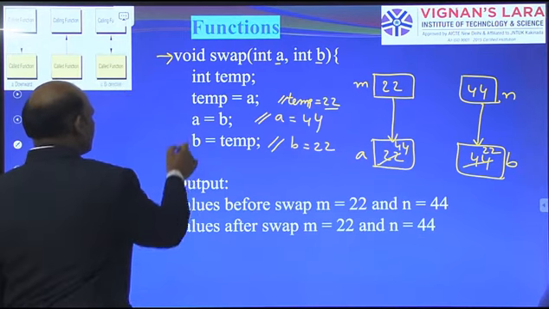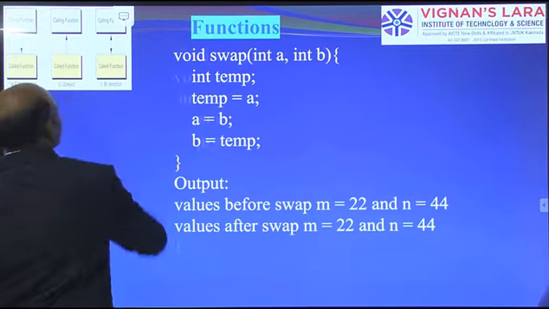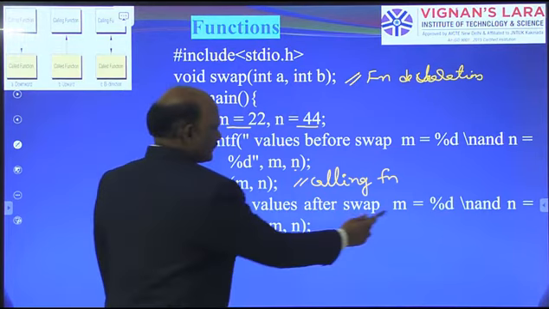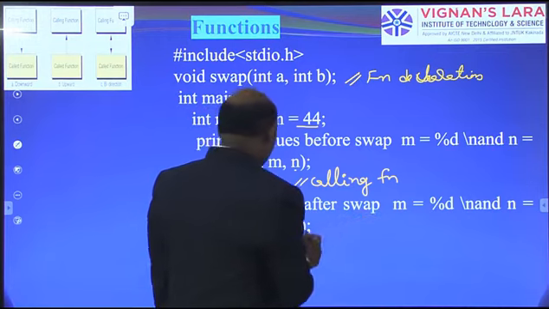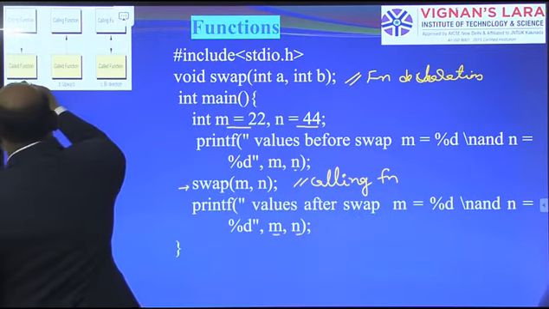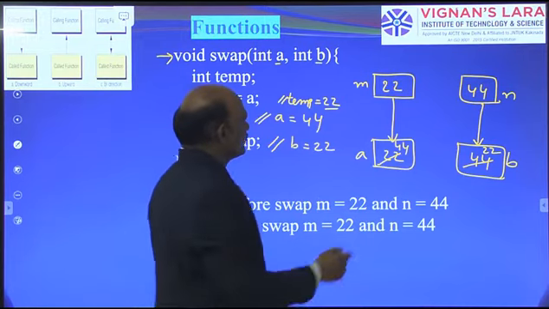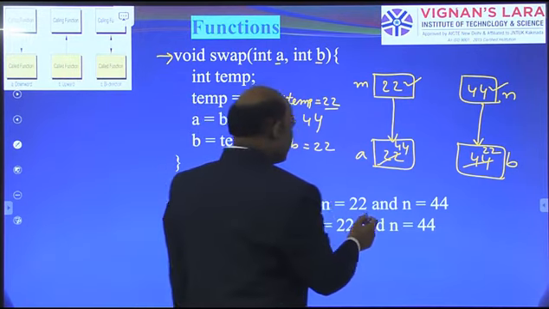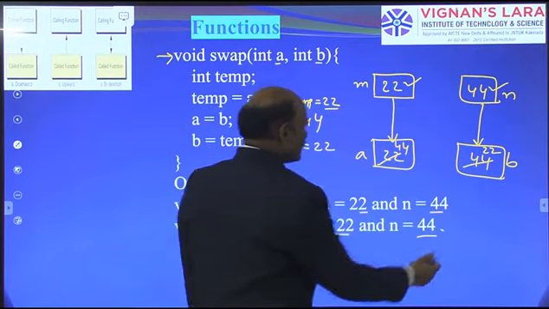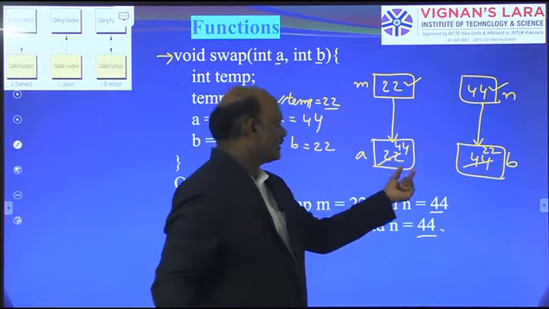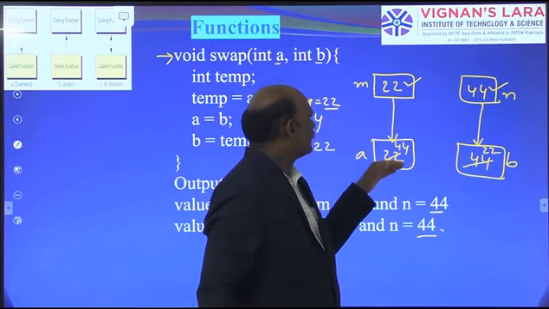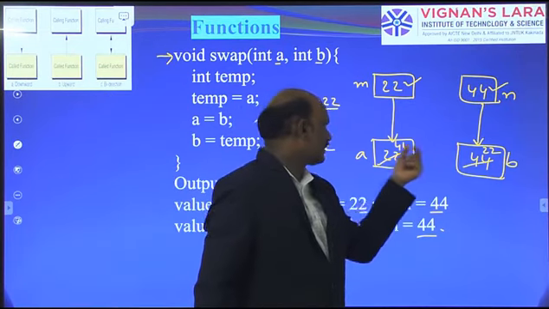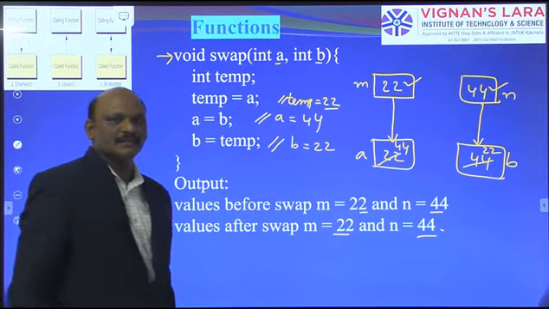After executing the called function, the control goes back to the calling function. Now it will print the values after swap, M and N values. M value is 22 and N value is 44 after swapping. That means whatever changes are done on the formal parameters of the called function will not be reflected on the actual parameters. That is call by value.